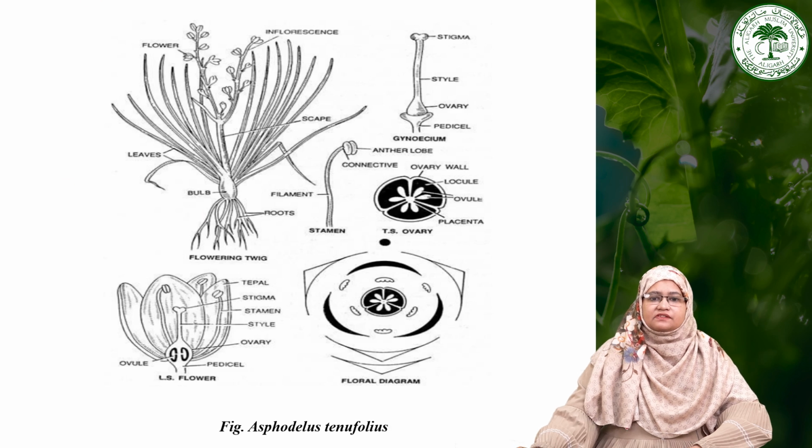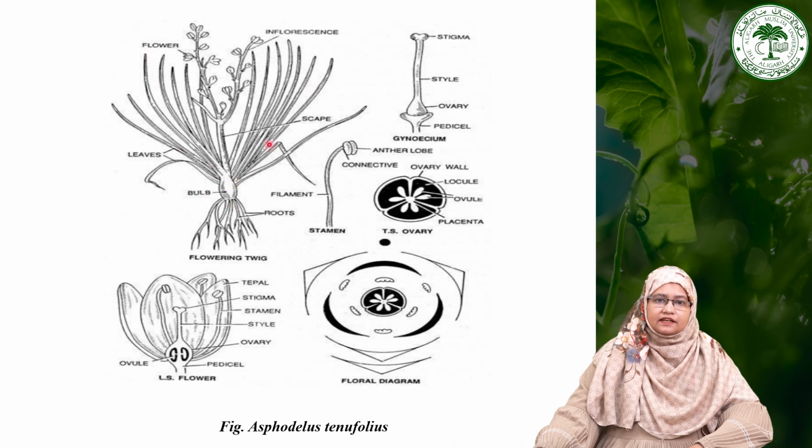Now moving towards the floral characteristics represented by Asphodelus tenuifolius. As you can see here, this is the twig, or particularly a flowering twig, of this plant, Asphodelus. You can see here the stem is typically a bulb. From this there is arising of adventitious roots. From here you can see the leaves, arranged at the base.